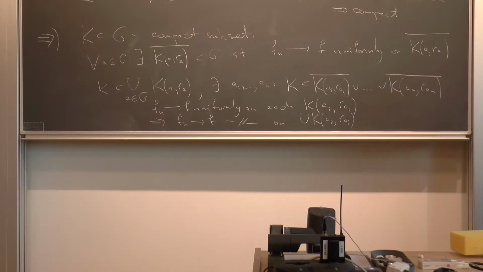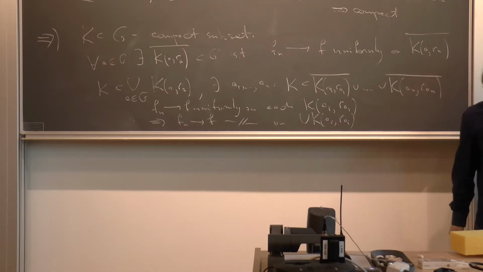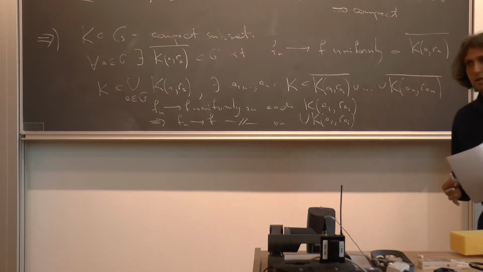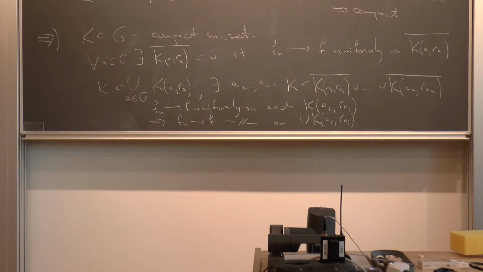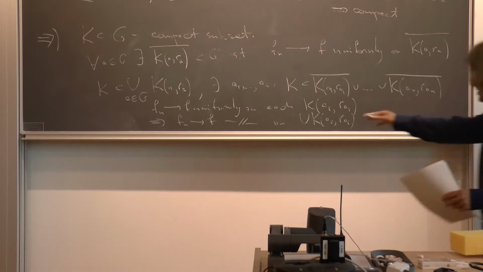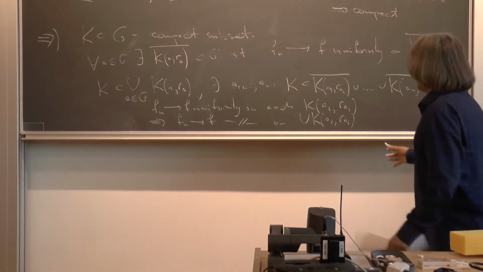Uniform convergence means that for every epsilon, you can choose a number starting from which the absolute value of the difference will be less than epsilon. You choose these numbers for each of them, and then you take the maximum of them. And starting from there, the difference will be less than epsilon everywhere. So it's this on the union.